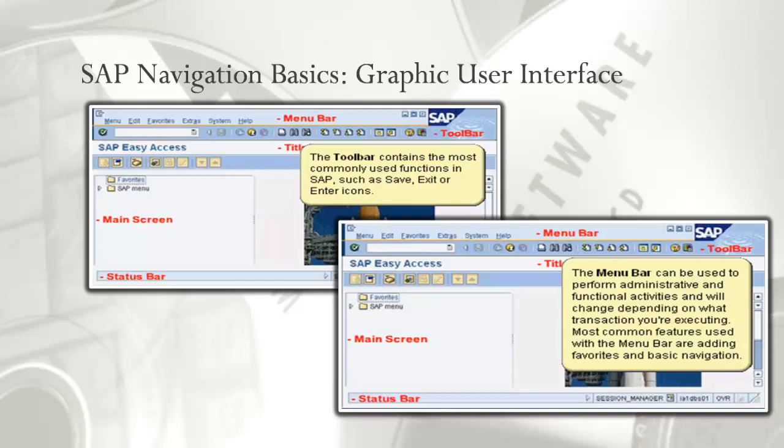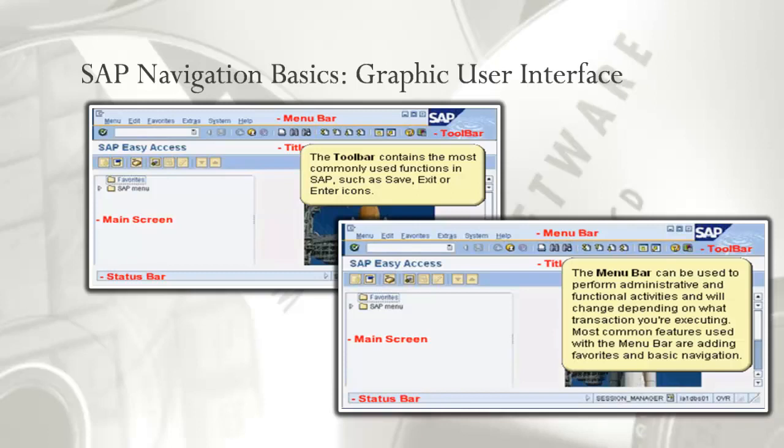You can see at the top of the screen we have the menu bar, and it includes items such as menu, edit, favorites, extras, systems, and help. The menu bar can be used to perform administrative and functional activities. These items can change, with the exception of the system and help items, which are always visible. And some of the most commonly used features of the menu bar include adding favorites and navigation.